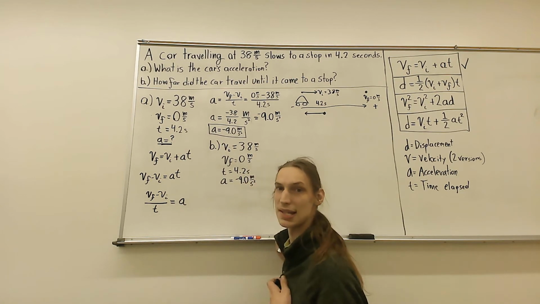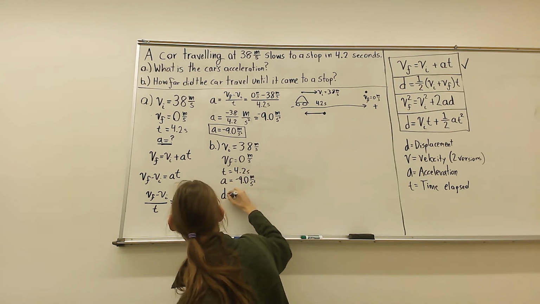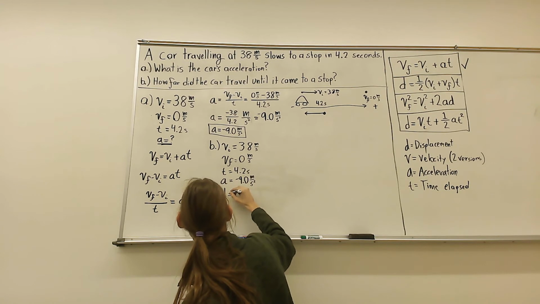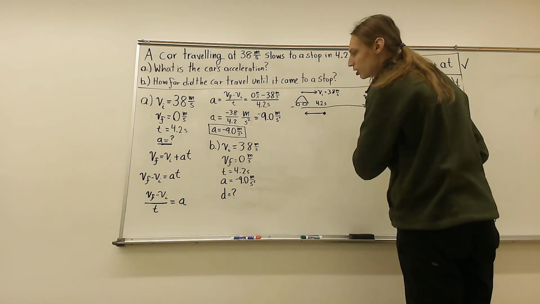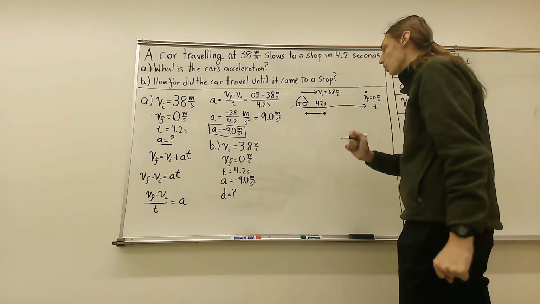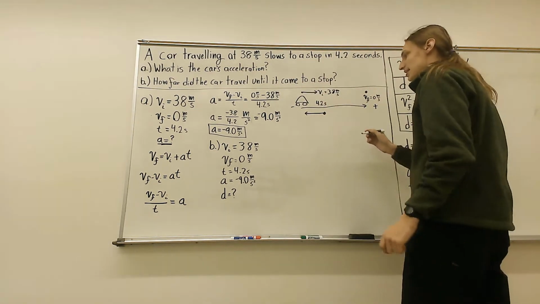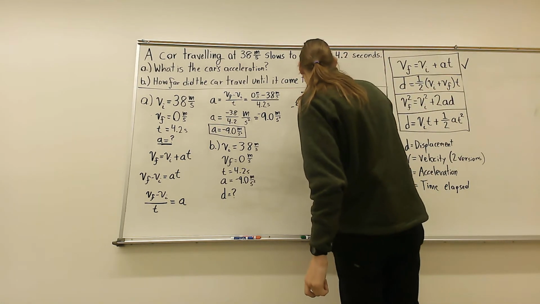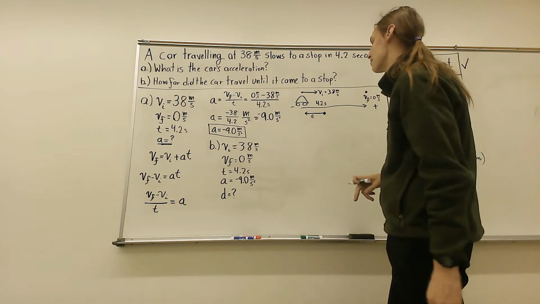So part B is asking us for displacement. So we're going to write d equals question mark. We don't know what it is, we're trying to find it. So we've read the problem, we've written down what we know, we're going to draw another picture. Or we can just add on to this same picture. It's the same situation, so we can keep the same picture.